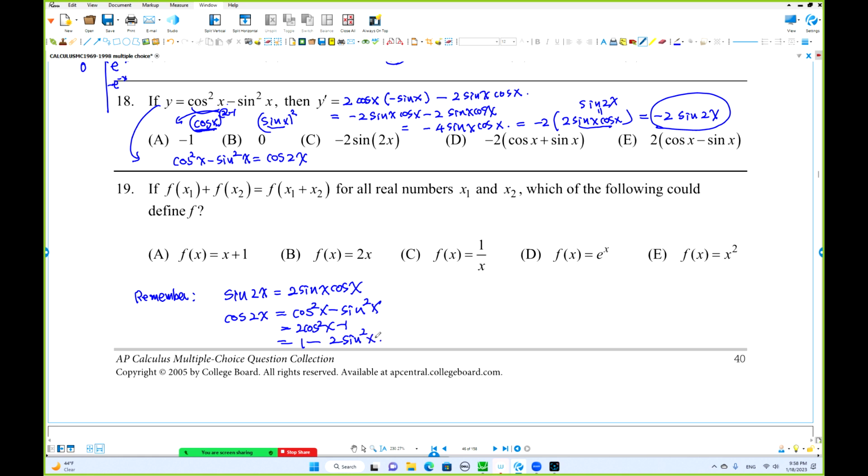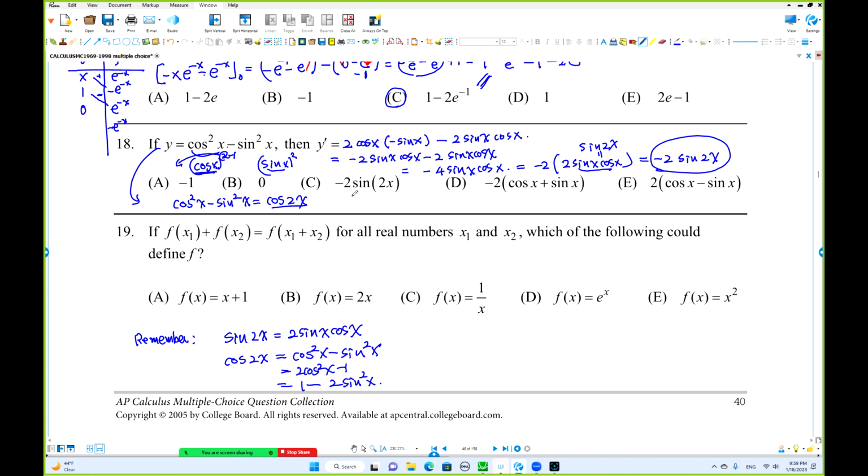Okay, we have 3 different ways for cosine 2x. So this is actually cosine 2x. Y equals cosine 2x, simplify. Now from here you can take a derivative, that's the easier way. Cosine 2x is negative sine 2x, and times the derivative inside, 2x, which is 2. That's how we got negative 2 sine 2x very quickly.